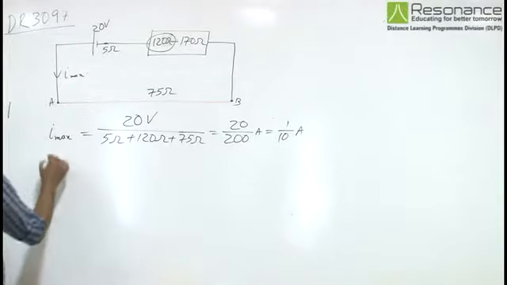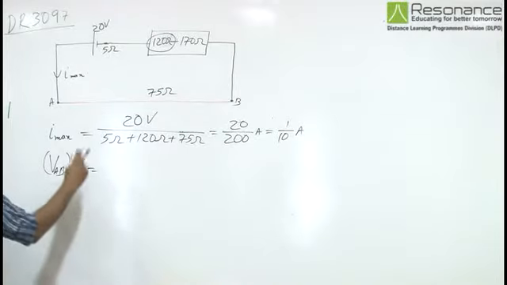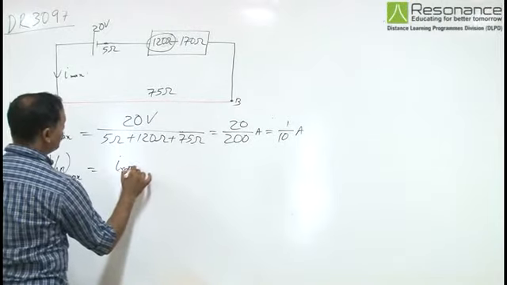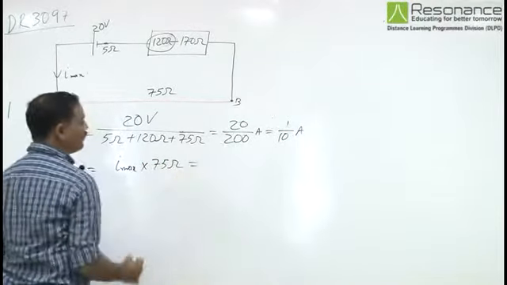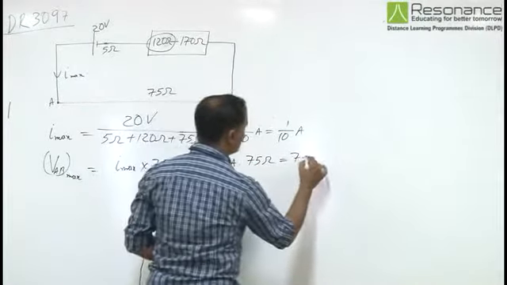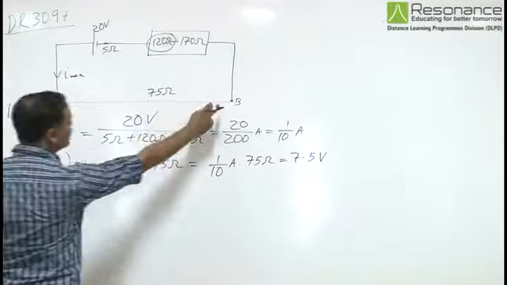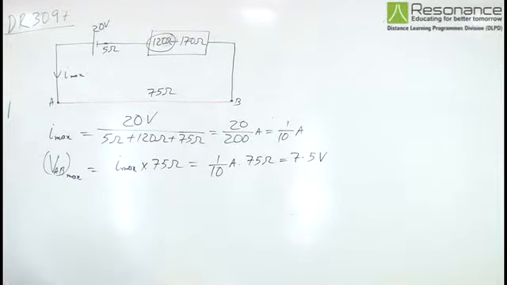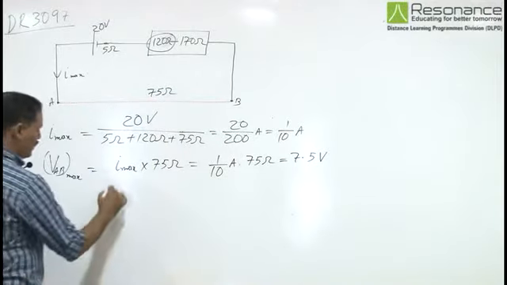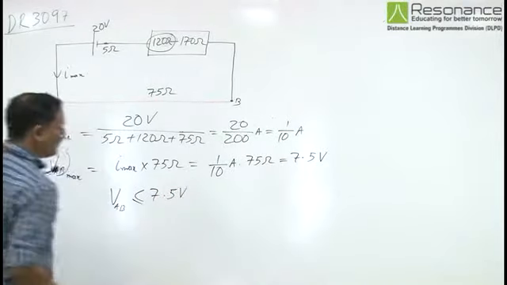So the maximum value of potential difference across the wire AB is equal to I maximum into 75 ohm, that is 1/10 ampere into 75 ohm, that is equal to 7.5 volt. So the maximum potential difference which could be measured is up to 7.5 volt, and we can measure any value lesser than 7.5 volt. So V across AB will be less than or equal to 7.5 volt.